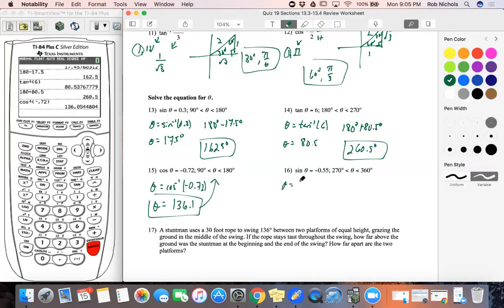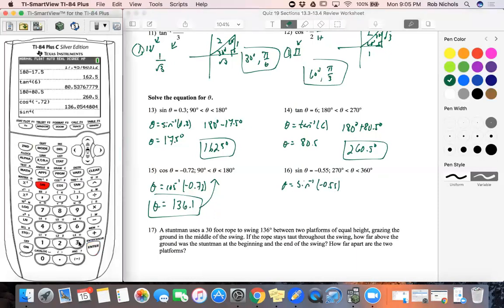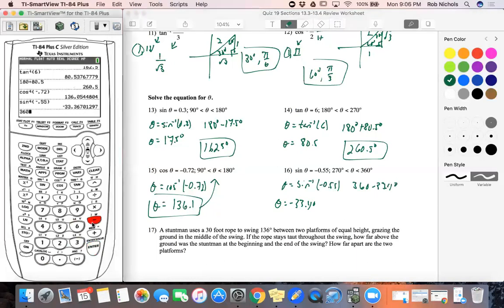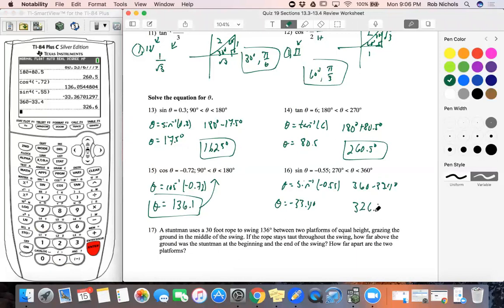All right, so theta equals the inverse sine of negative 0.55. And I get theta equals negative 33.4 degrees. In quadrant 4, I do 360 minus 33.4 degrees. And I get my angle of 326.6 degrees.